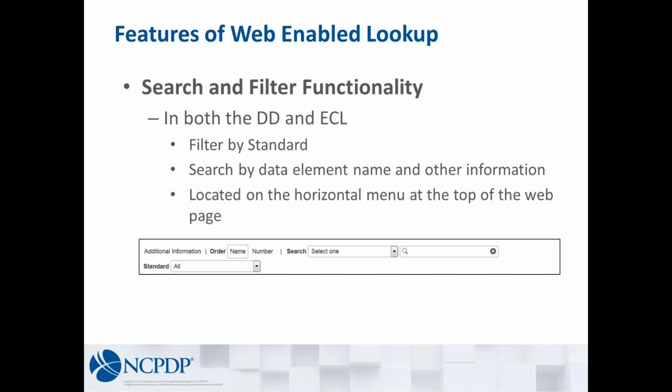You can also do a search on other criteria such as field name, field description, any text that might appear in comments and examples, and some other details. Also on the top scroll bar is the option to either look up by name, which will show an alphabetical listing, or look up by number, which will sort the data elements by their field number.